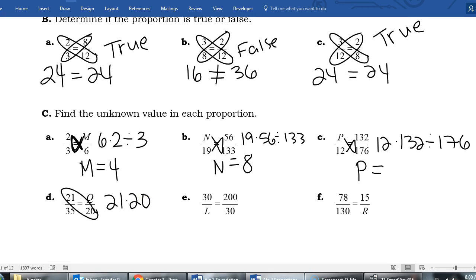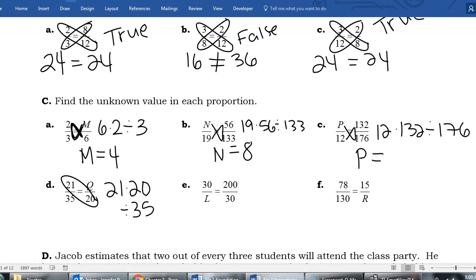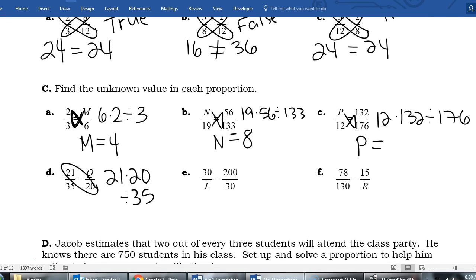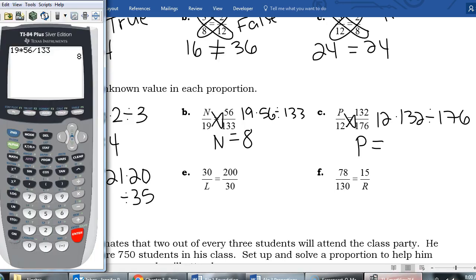So you would multiply diagonally the two that you know, and then when you have that answer, you would afterwards divide by 35. So it's really the exact same steps. We're still multiplying two numbers diagonally and dividing by a third. Just how it looks, how you remember which direction to go, changes a little bit. So 21 times 20, and then divided by 35 is 12.